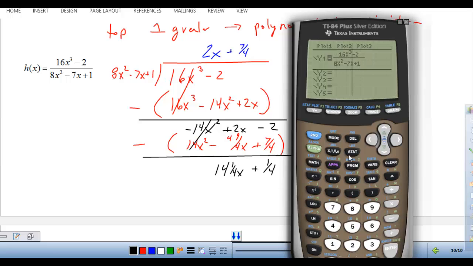And then for my second equation here, we'll take a quick look at what this looks like. So I see clearly there is an oblique asymptote. And I'll go ahead and graph my new function, 2x plus 7/4. I'll just use parentheses here for the 7 divided by 4. We'll take a look. And there we go.